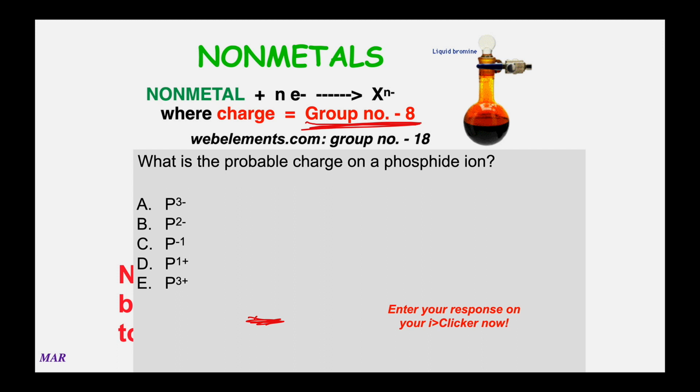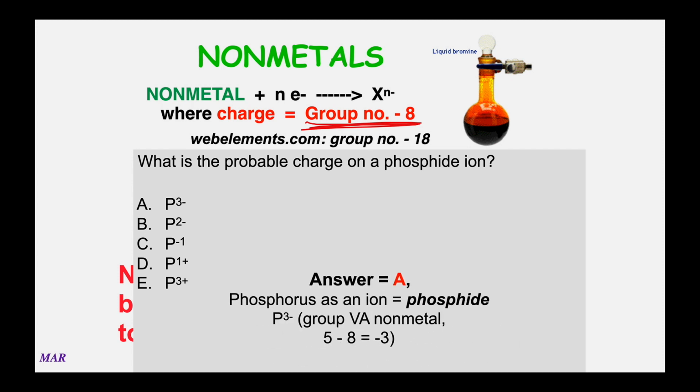Let's say we wanted to figure out the probable charge on a phosphide ion. Well, phosphide has an IDE, so it's negative. And phosphide, you might imagine, comes from the element phosphorus. Phosphorus is under nitrogen, and both of those are in group 5. So the charge on the phosphide will be the group number 5 minus 8. Phosphide is going to be P-3. If you hear phosphide, that means it's a phosphorus with 3 extra electrons. Phosphide has a -3 charge.